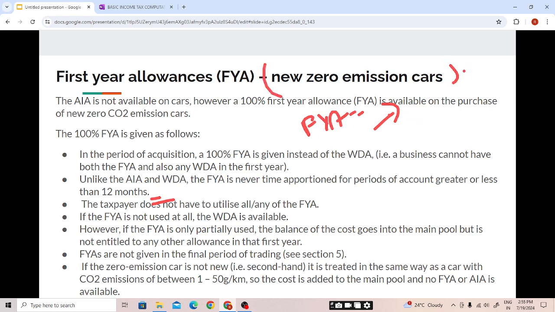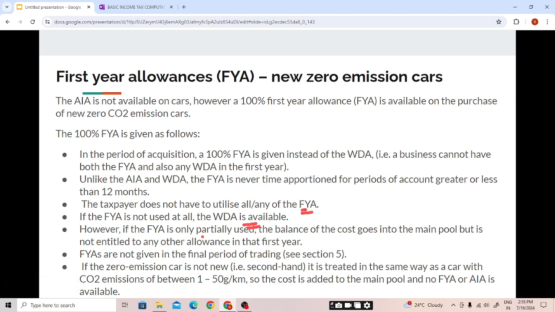Zero CO2 emission car, 100% will be available. If you purchase 1, 2, 3, if you purchase 3, on all 3 you can claim 100%. But when coming to the AIA, we had a limit amount. The taxpayer does not have to utilize all or any of the AIA. If FIA is not used at all, WDA will be available.